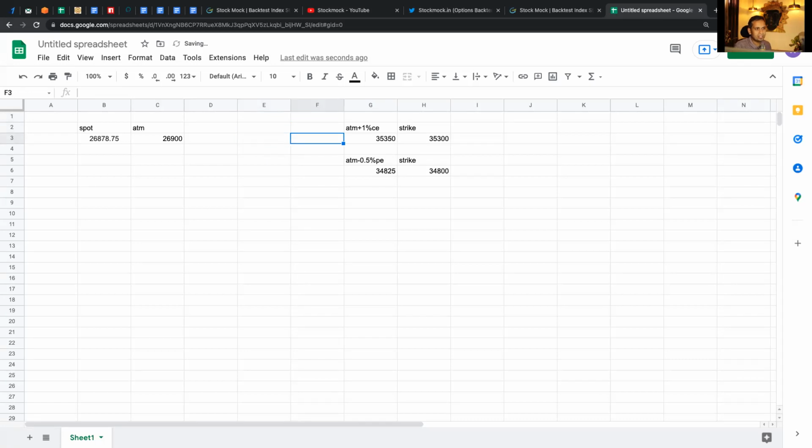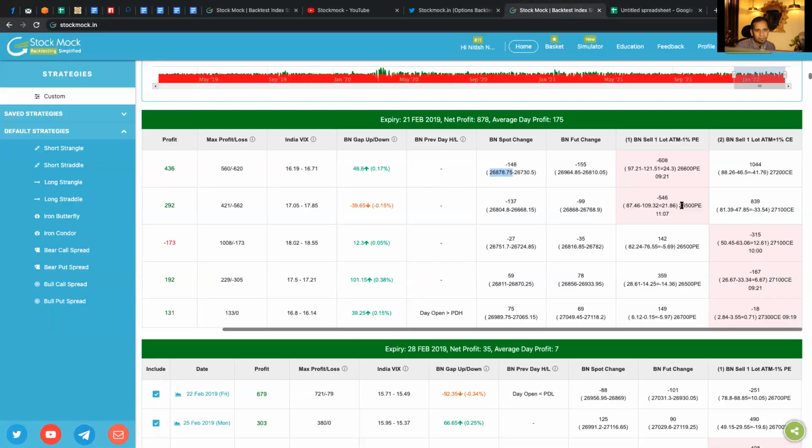So what we have done is ATM plus 1% call and ATM minus 1% put. So what it will be? It will be 26,900, this will be 26,900 plus 1% of it. So this comes out to be 27,169. So the strike that will be chosen is 27,200 for the call. So shall we validate that? Let's go. 27,200 call. That's how it was chosen.